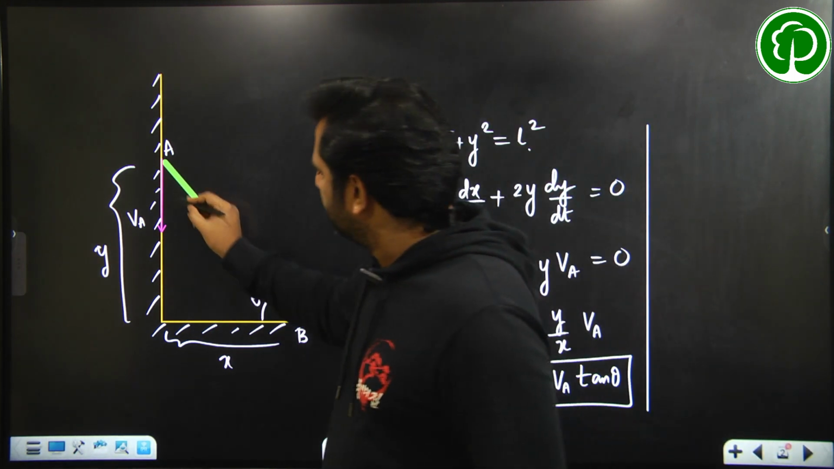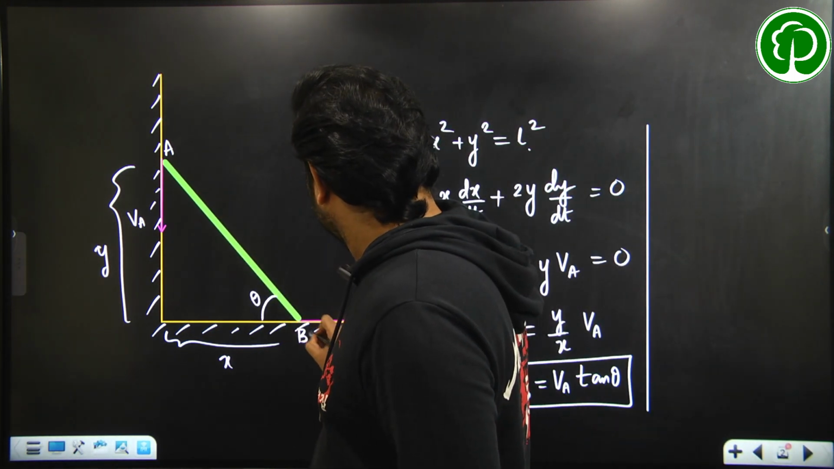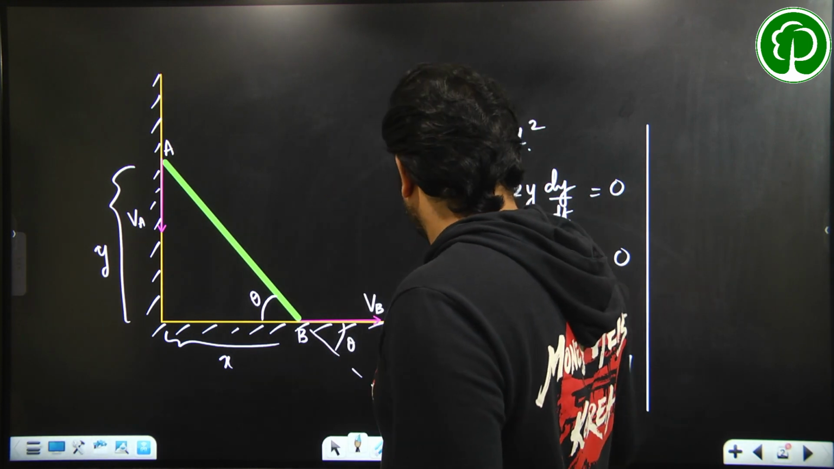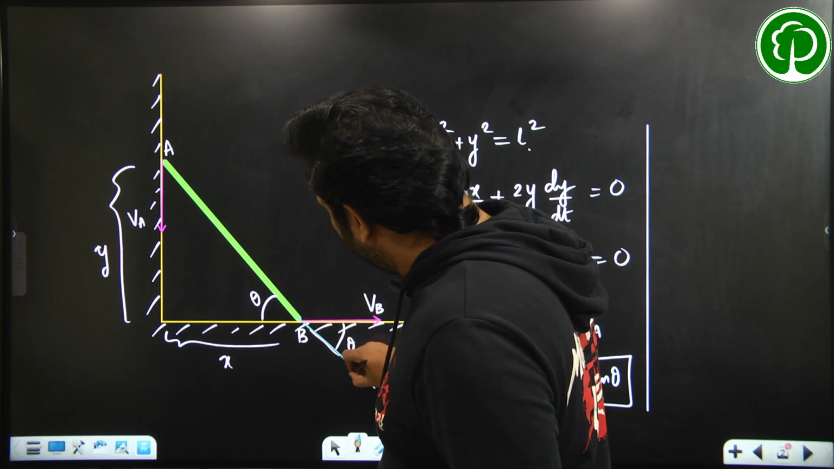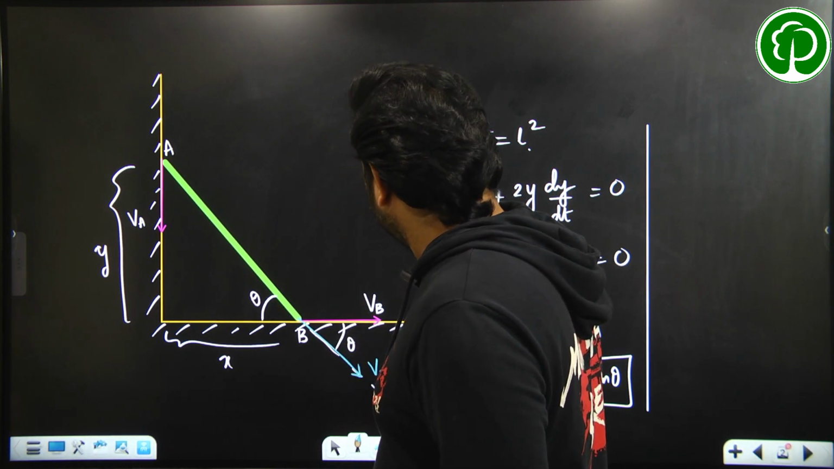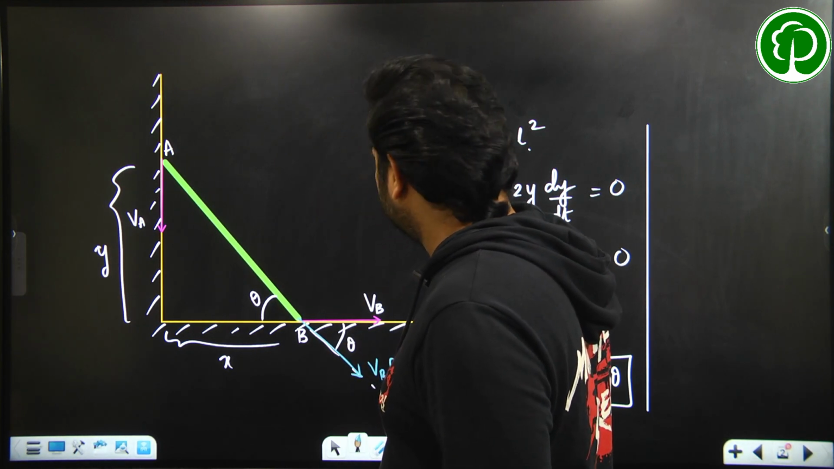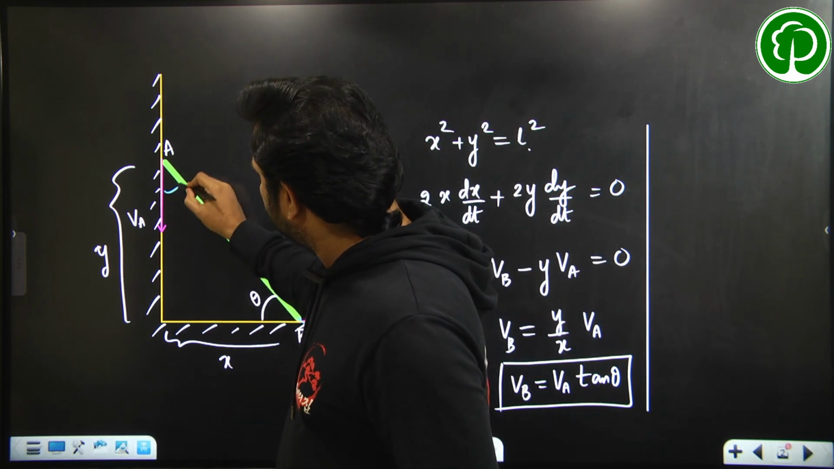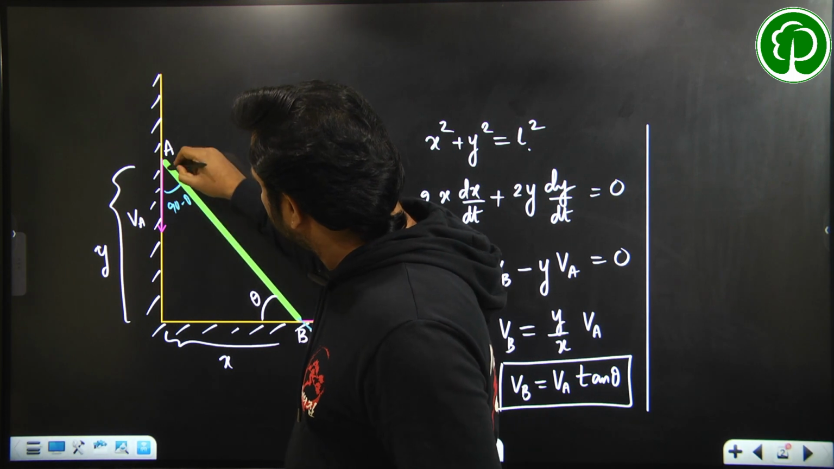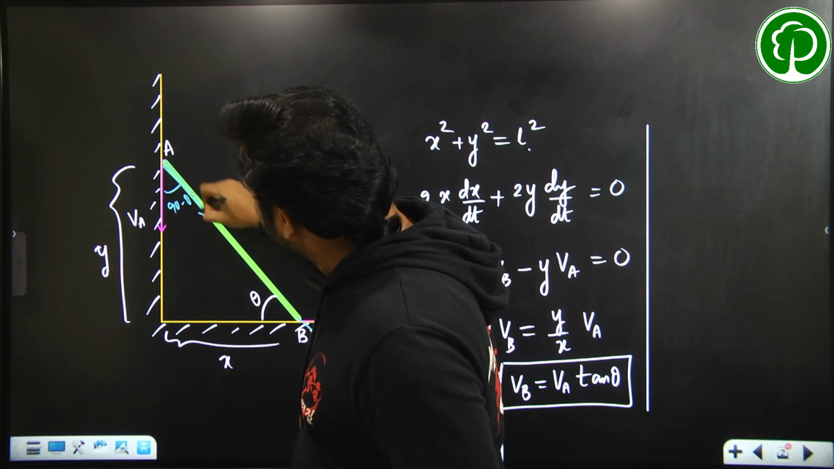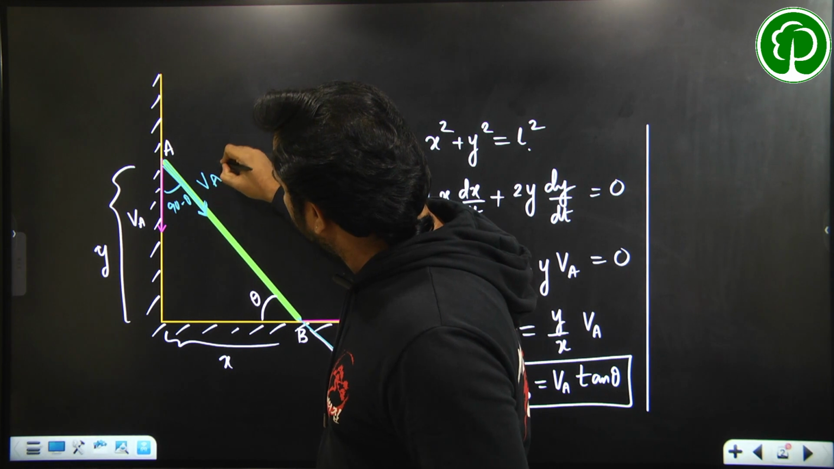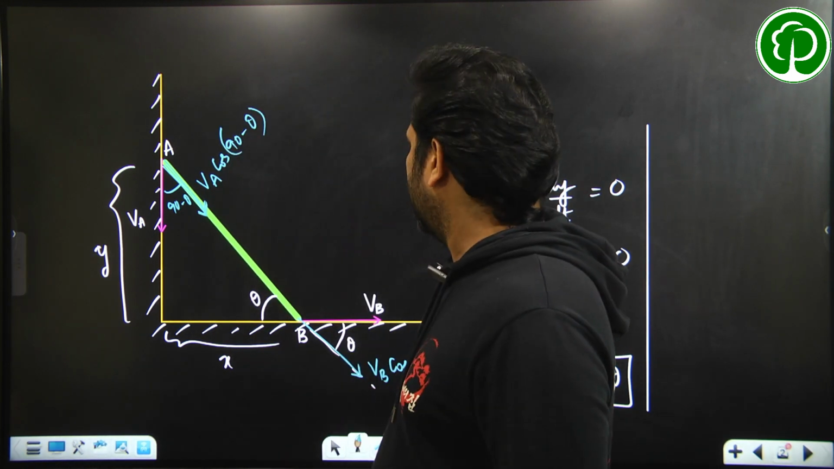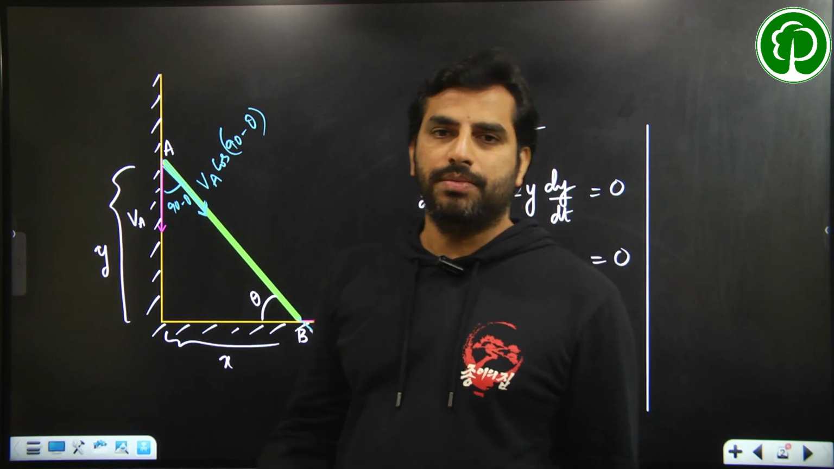So this angle is theta. So this angle is also theta. The component of VB along the length of the rod is VB cos theta. Now similarly, this would be 90 minus theta. The component of VA along the length of the rod is VA cos(90 minus theta). I just have to equate these two velocity components.